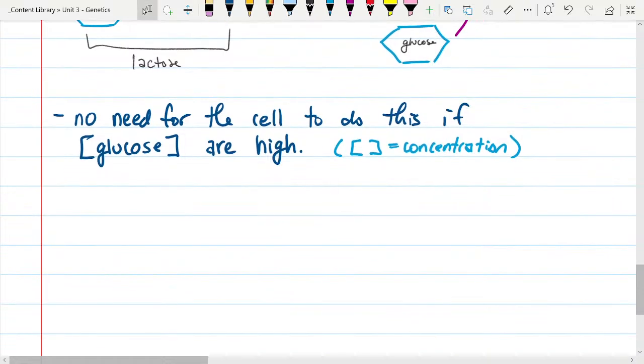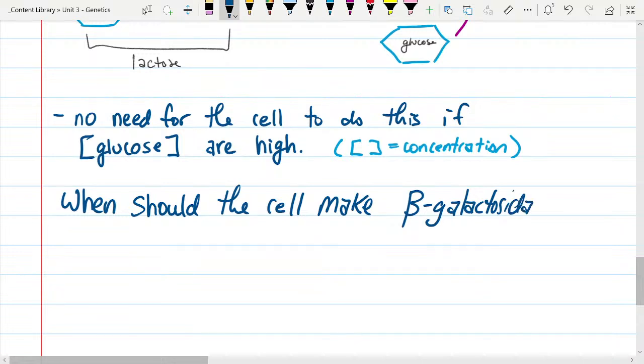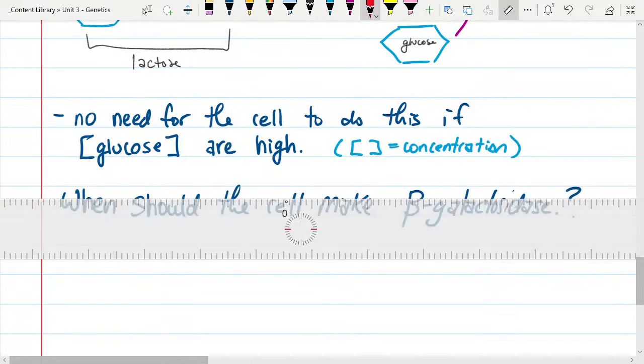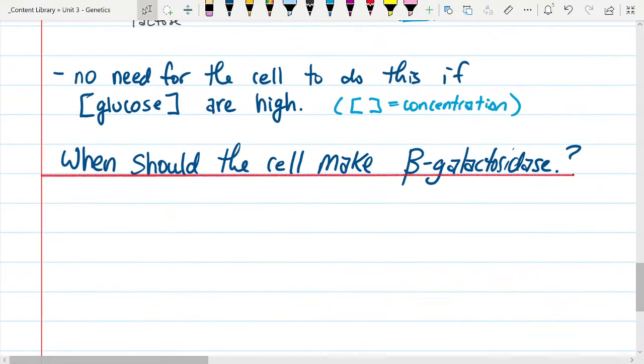So, when should the cell make beta-galactosidase? If beta-galactosidase is the enzyme that allows a cell to metabolize lactose, when should the cell make it? And I thought we could make a little table. That make sense?